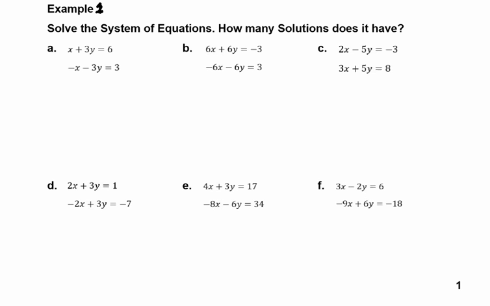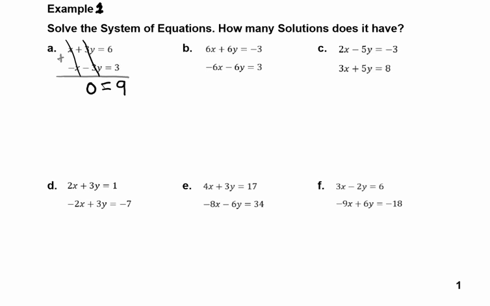So in our first example here for letter A, we have x plus 3y equals 6 and negative x minus 3y equals 3. So we can see that our x's are already matching opposites, so we can go straight into adding these together. So we can add them together, and we're going to see that our x's cancel out, but so do our y's. And that's going to leave us with 0 equals 9.